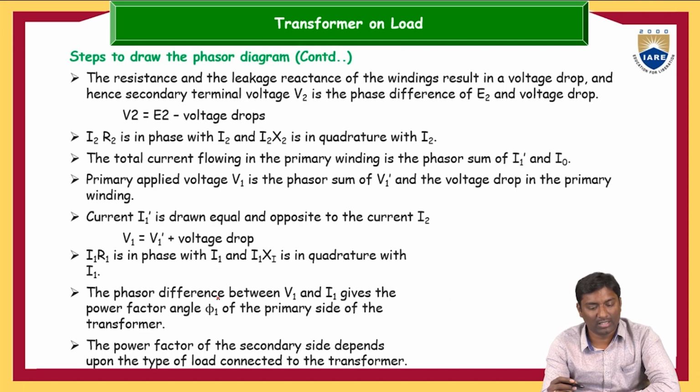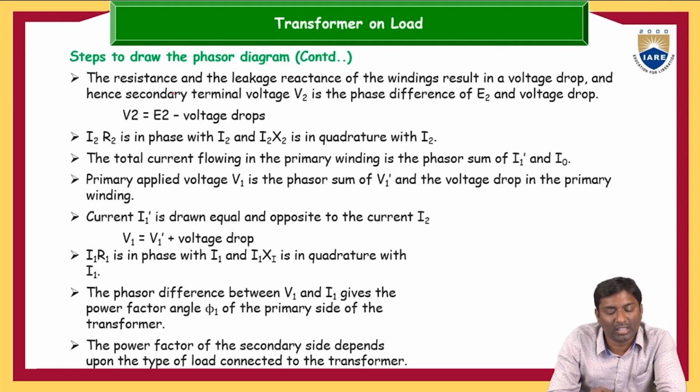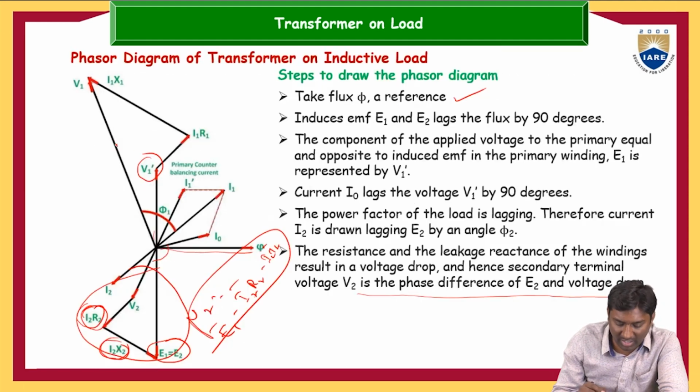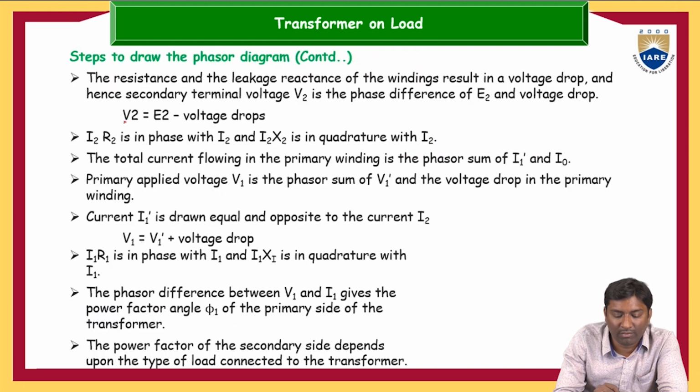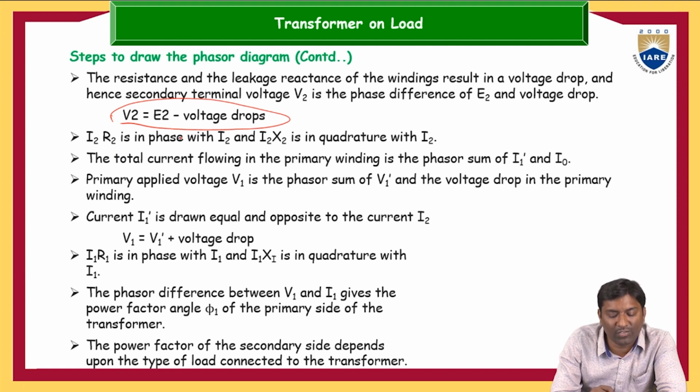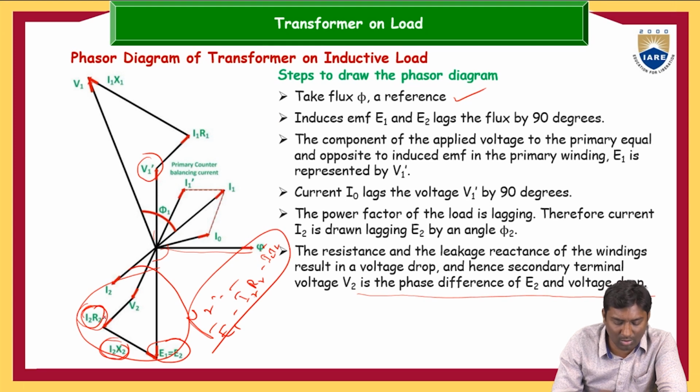Next is step 2. The resistance and leakage reactance of the winding result in a voltage drop, and hence the secondary terminal voltage V2 is the phase difference of E2 and the voltage drop that we already drew here. That is, V2 is equal to E2 minus voltage drops. I2 R2 is in phase with I2, and I2 X2 is in quadrature with I2. You can observe here I2 R2 is always in phase with I2 and I2 X2 is always in quadrature with I2. So according to that only we drew it here.